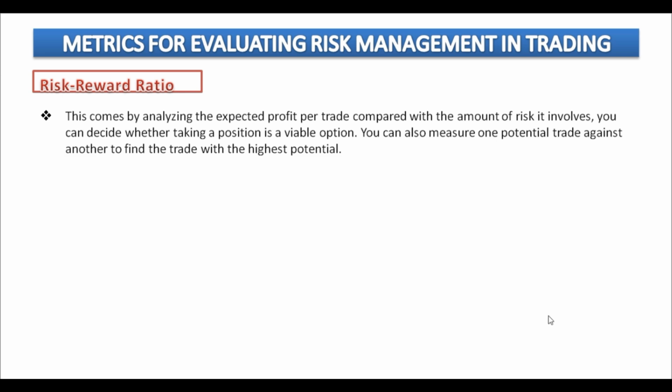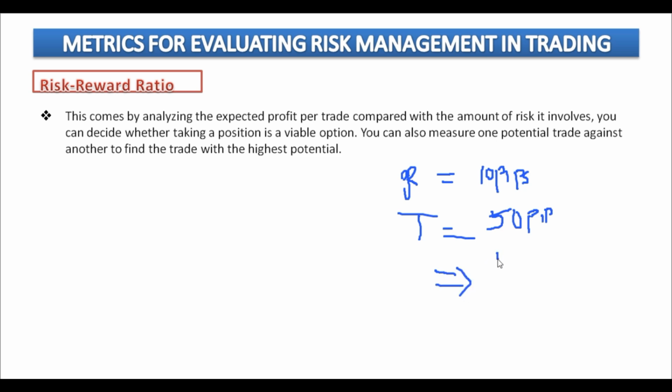So for example, if your risk is, let's say, 10 pips, and your target, your T, is 50 pips. Now, this is going to be 1:5. How do we get that? Just divide 50 by 10. That is all.